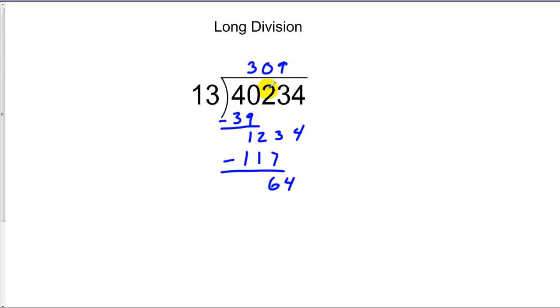Bring down the 4. 13 goes into 4 how many times? Or I'm sorry, 13 goes into 64 how many times? And that's going to be 4. Multiply, I get 52. We end up with a remainder of 12. And we could put a remainder 12 here. Also, what could happen is we could say, well, this is basically 3,094 and 12/13 left over.